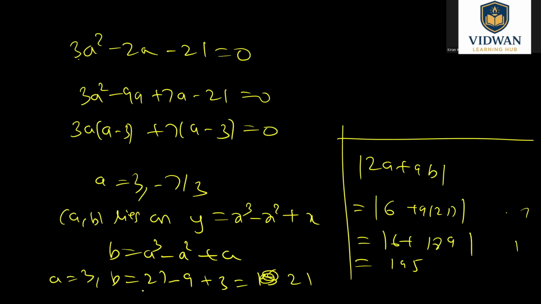So you also check for the other case and then conclude the answer. That is, you have one more value of a. You can check b for that and then check the 2a plus 9b value using that. So this is the answer given.